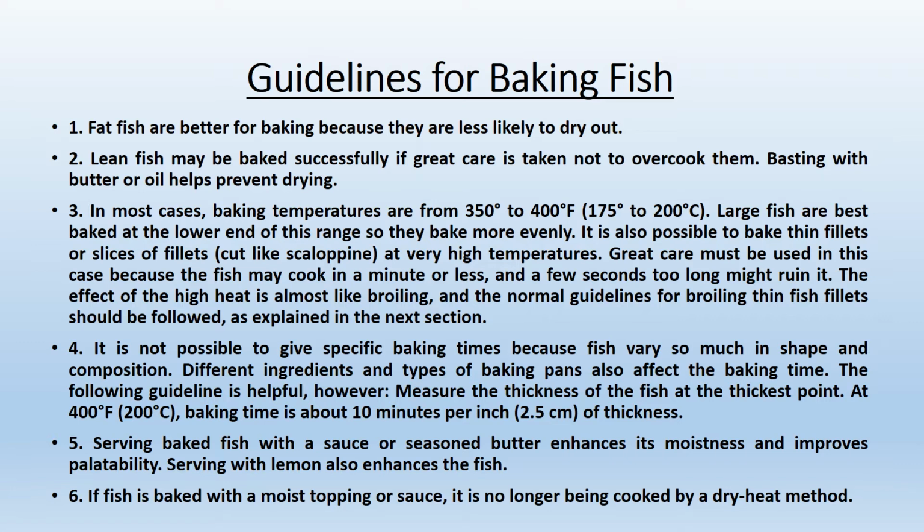So the first point says that fat fish are better for baking because they are less likely to get dry. And remember, I was telling you that some examples of fat fish are, for example, salmon, mackerel, tuna, and so on. Remember that those types of fish are the ones that have their omega-3 or their fat in the skin, and they're also known as bluefish. Remember that fish are classified as whitefish and bluefish. So over here we're talking about bluefish.